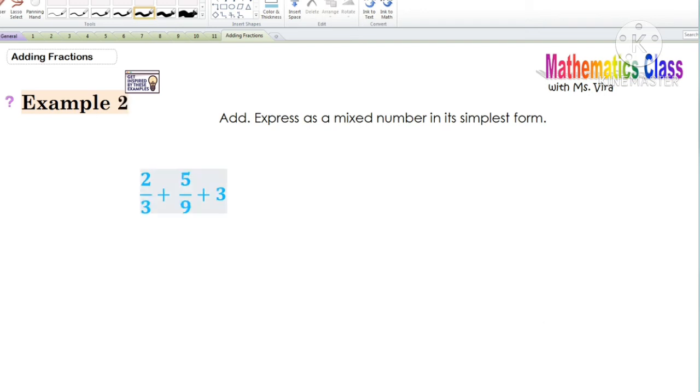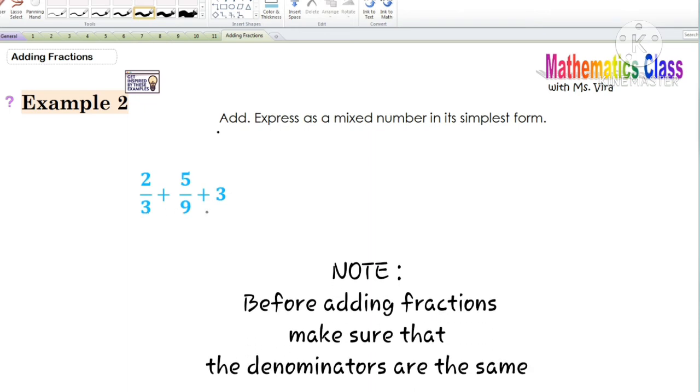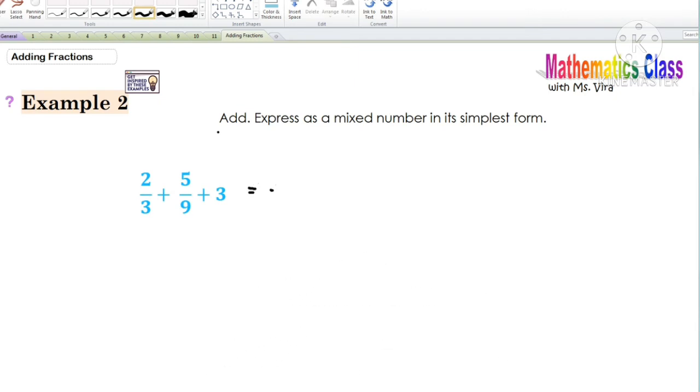Okay, let's see example number 2. Add 2/3, 5/9, and 3 wholes. Now 2/3 and 5/9 have different denominators. So we need to exchange their denominators into denominator 9, because 9 is the smallest common multiple of 3 and 9. And then just plus with the whole number, which is 3.